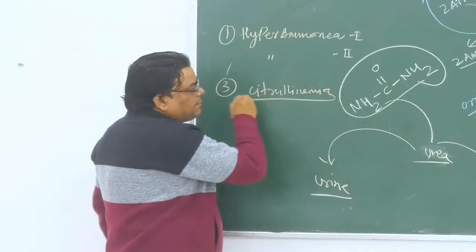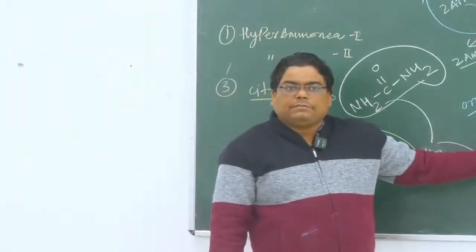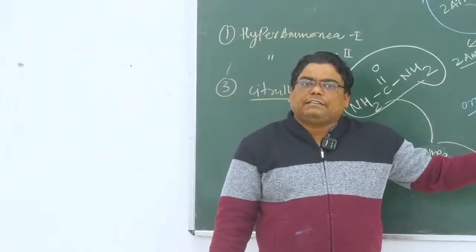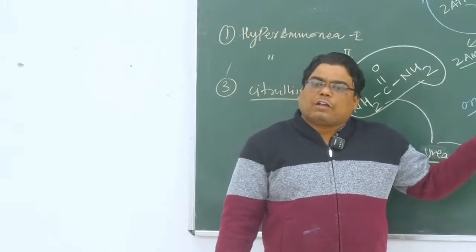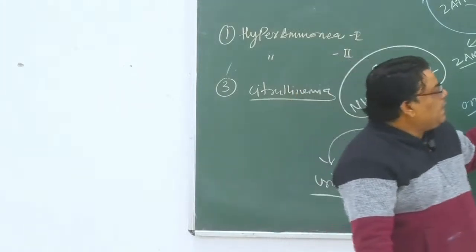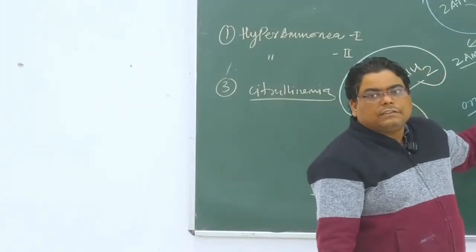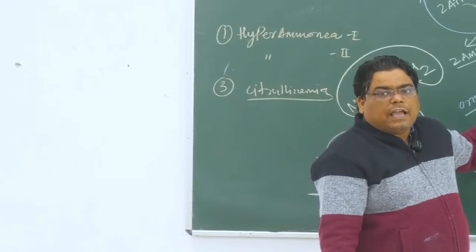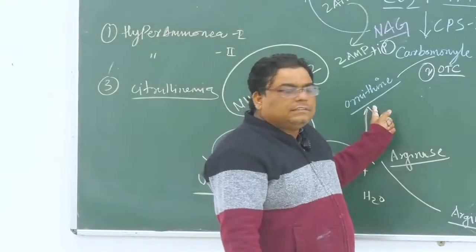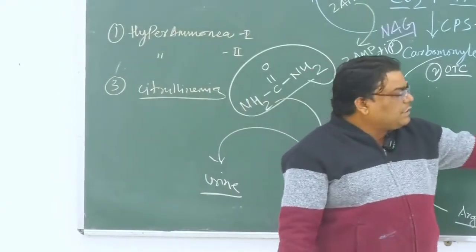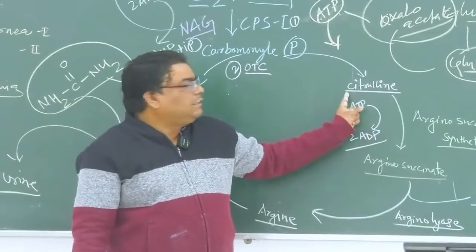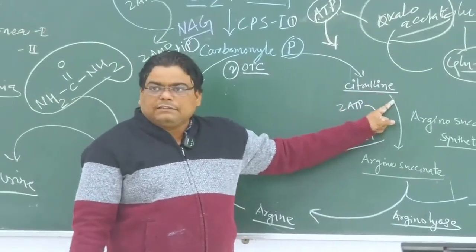You will write with the substrate. There are 5 enzymes. If an enzyme is deficient, then its substrate accumulates. Such like that, if OTC is not working, which one accumulates? Ornithine. If argininosuccinate synthetase is not there, which one accumulates? Citrulline.